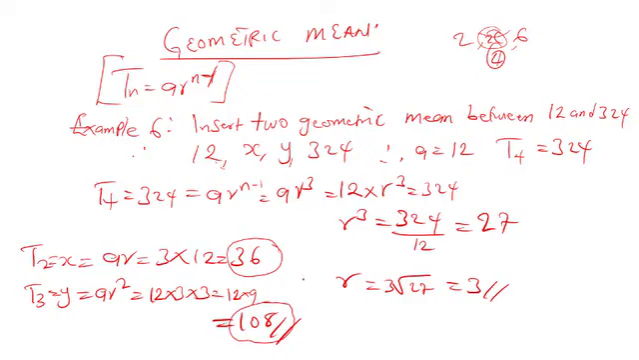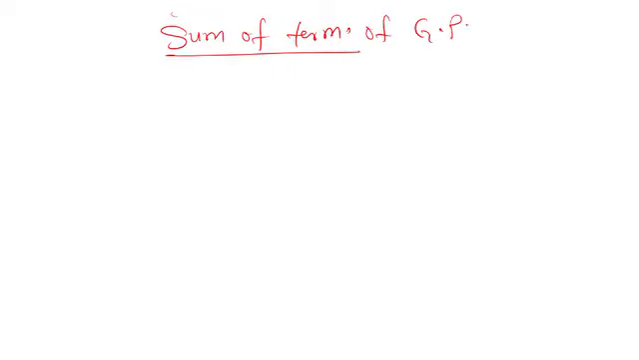But one of the things I want us to always understand is that when you talk about the sum of terms of a sequence, of a geometric progression, there are things we usually consider. We check the value of the ratio.